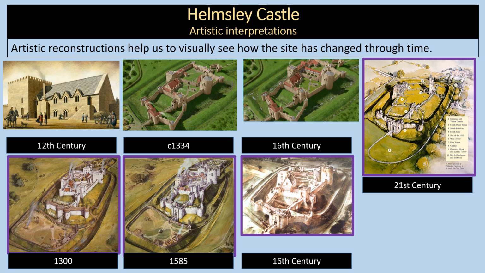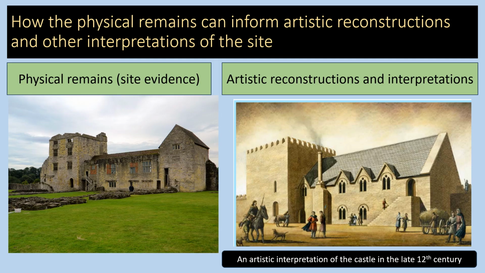Now, I think artistic reconstructions are really important because they help us to visually see how the site has changed through time, but they are interpretations and reconstructions, so that means they are a certain viewpoint of how we think the castle might have looked. But they are incredibly useful to enable us to understand how the castle might have changed through time. So we're going to think very carefully about how physical remains can inform artistic reconstructions.